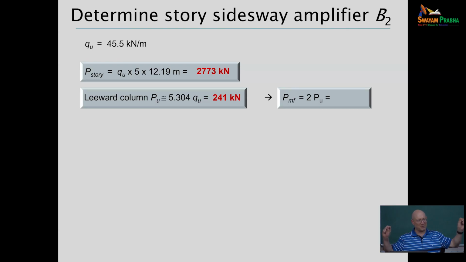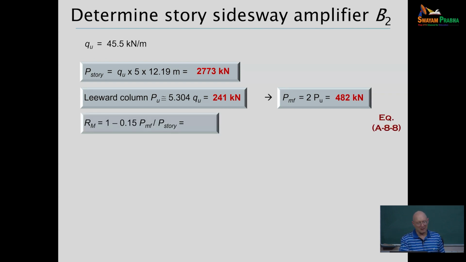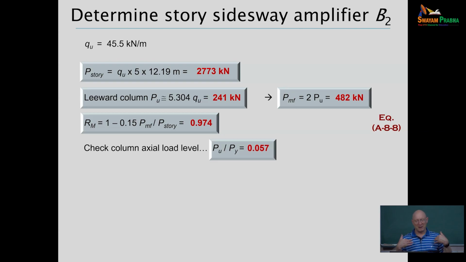Those are the only moment frame columns here. The 2 exterior columns are moment frame columns. Everything else is a gravity column. It's leaning, right? And so my PMF is 2 times PU, 482. I need an R sub M. I can get that since I've got P story and PMF. Okay, R sub M is getting very close to 1 on a frame like this. That's not uncommon when we have a lot of gravity framing, 0.974.